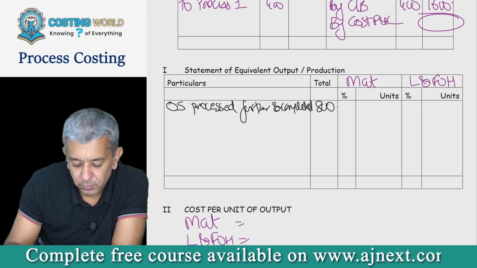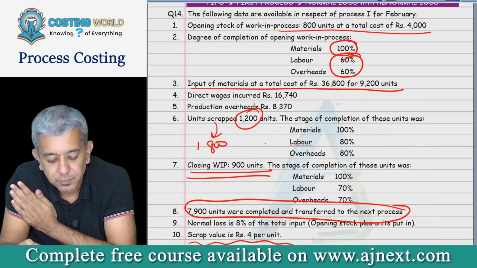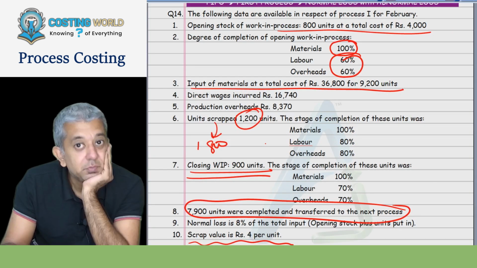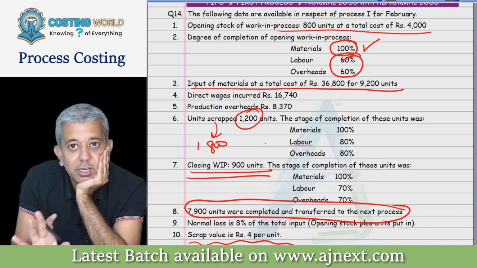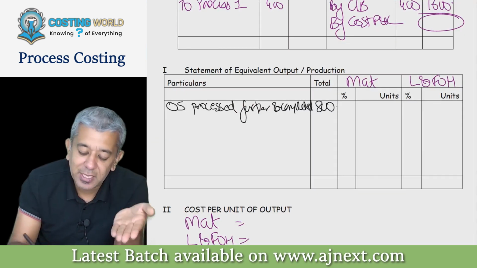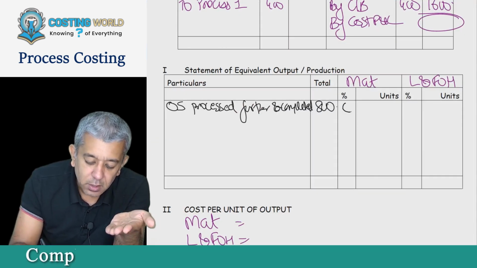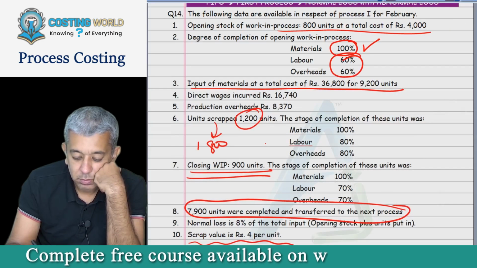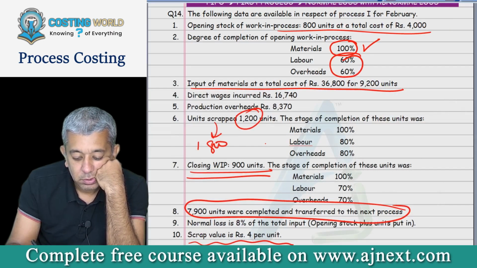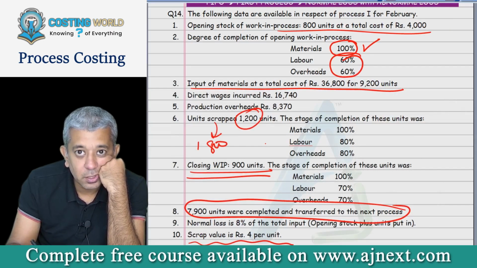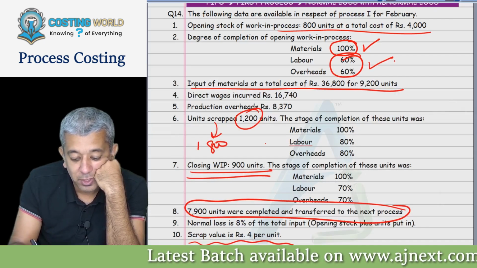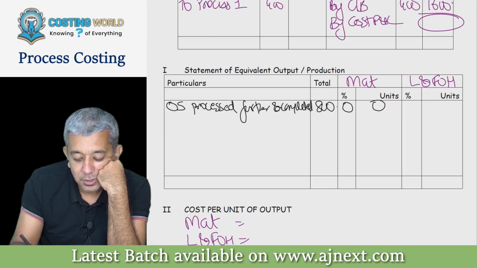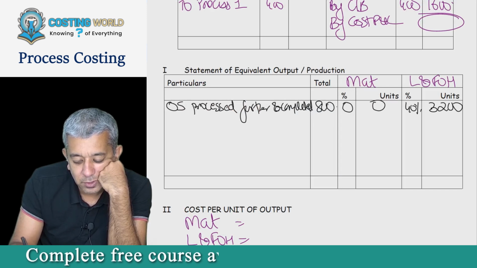Zero. Material was already 100%. How much will be added in this particular period? Zero. Labor and overhead was 60% done, so obviously over here 40% remains.